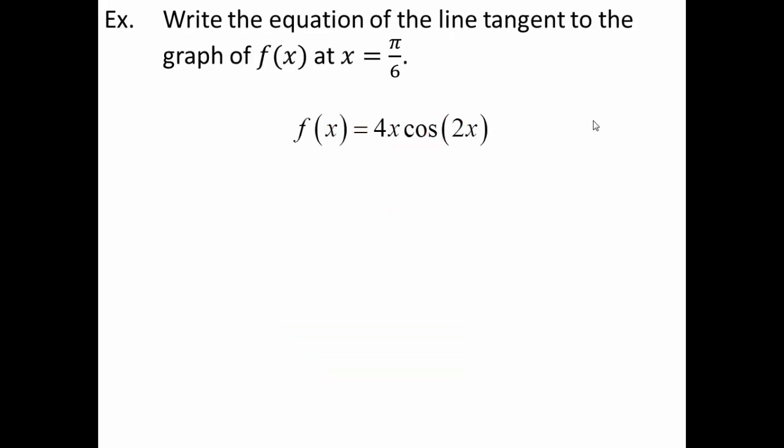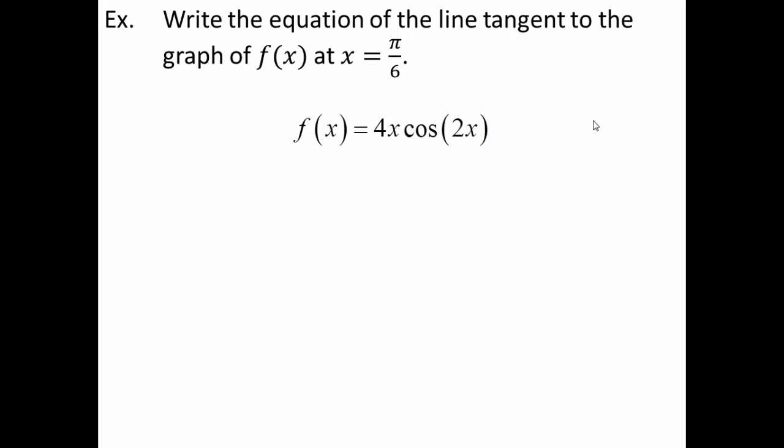Now let's change it up a little bit. Here's a function that we have not yet looked at. It also involves trig. We have not yet done derivatives of trig. I want you to write the equation of the line tangent to the graph of f at pi over 6. Now keep in mind, we have not yet learned how to use the difference quotient when trig is involved. So what I'm kind of implying here is don't do it by hand. Do this one completely in the calculator.